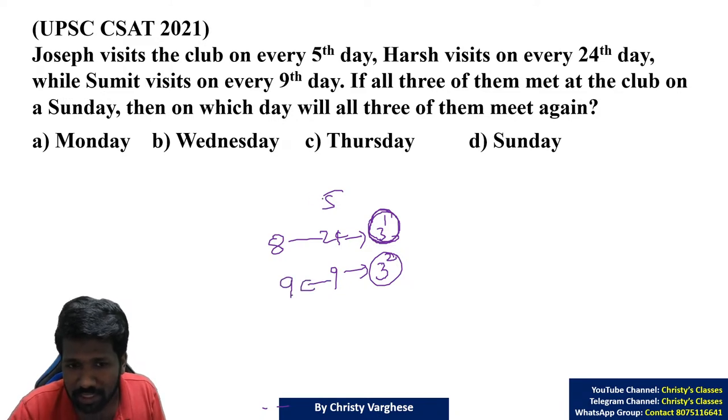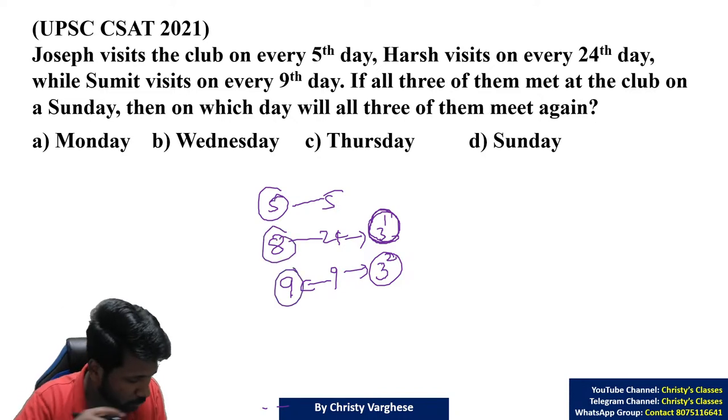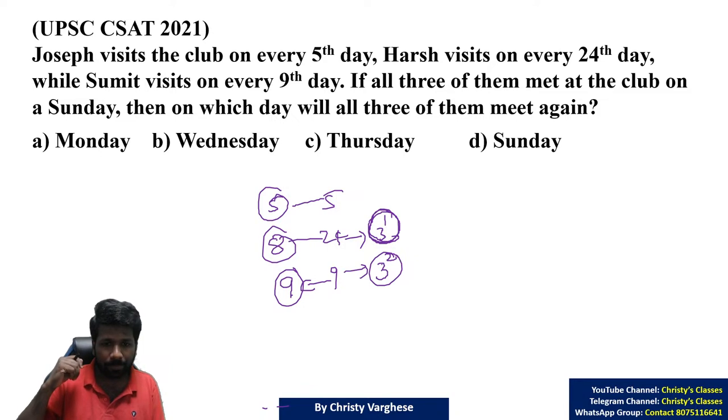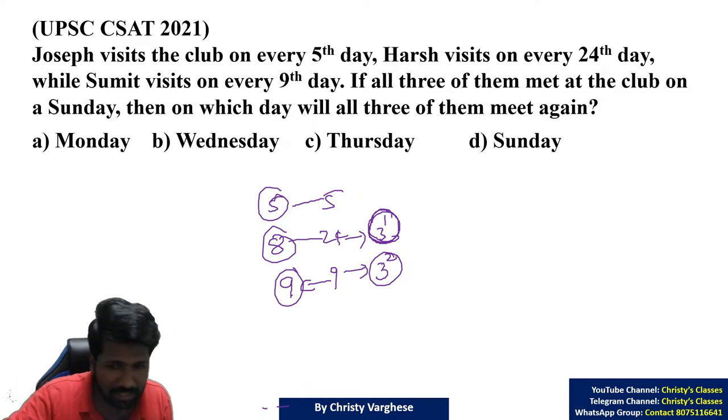But here I need to take 9 itself. And here I need to take 5. So I just multiplied 5, 9 and 8. That is how I did. Is it clear, Lijoy? I was not prime factorizing and finding it.